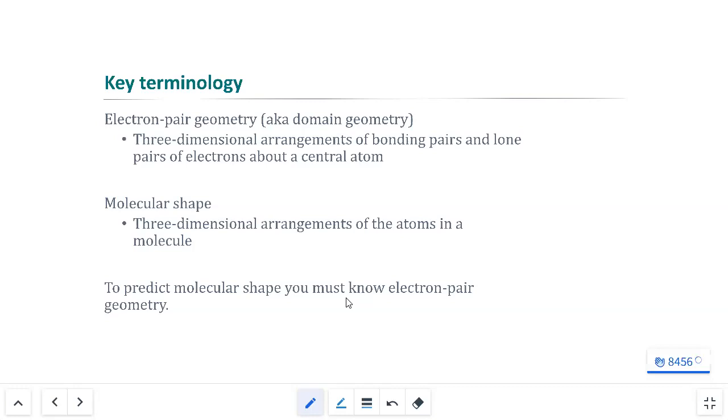The reason we need to know both is because the molecular shape is fed out of that domain shape. If I don't know the domain shape, I can't know the molecular shape. So I have to establish domain geometry first. And this comes later.